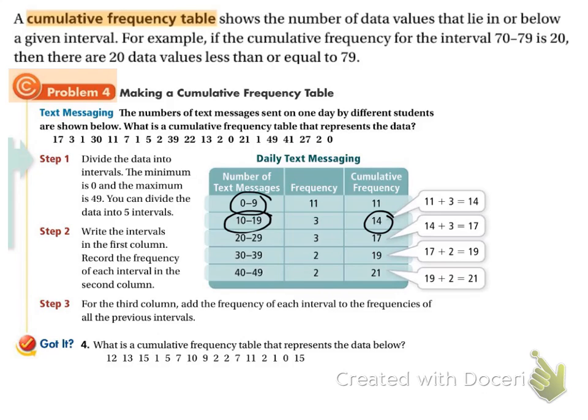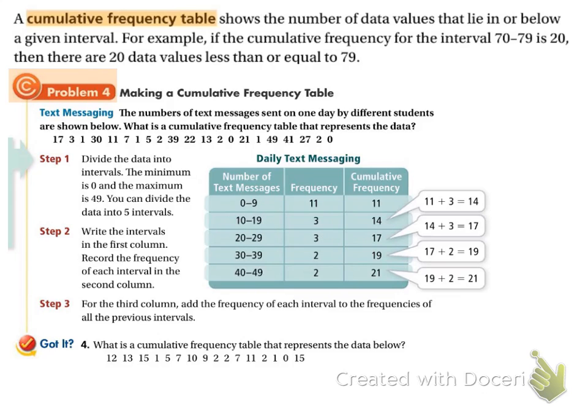So when you look at this number here, right? This first number tells us there are 3 people that text 20 to 29 text messages. This 17 tells us there are 17 people that send 20 to 29 text messages or fewer. Okay, it's including everyone in here for the 17.